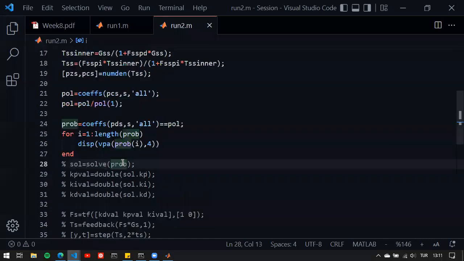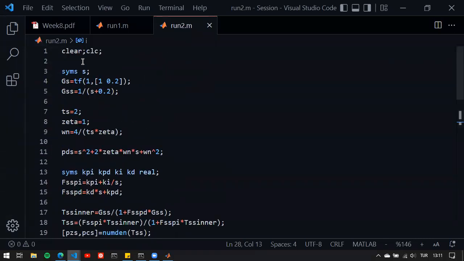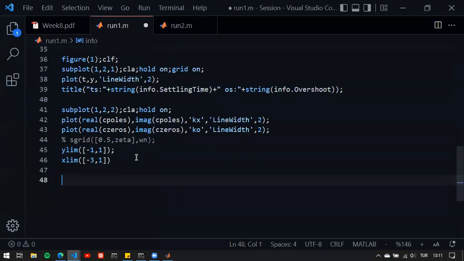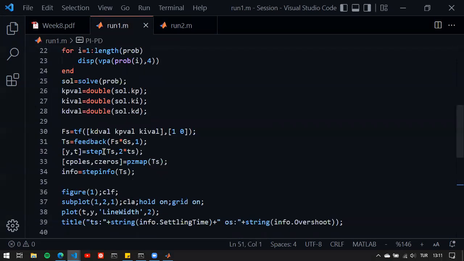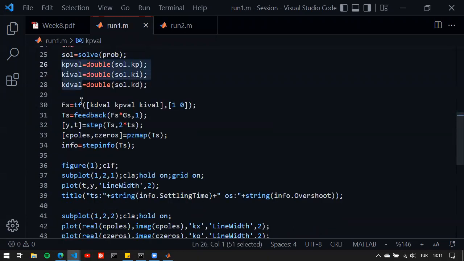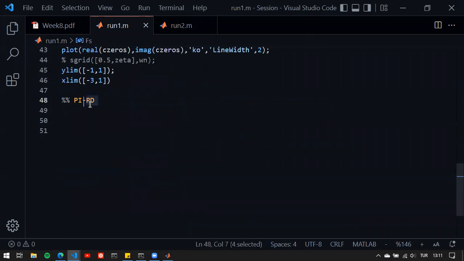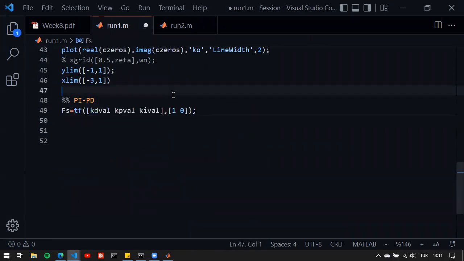Therefore, I'm not really going to define a whole thing here like this. Instead of this, I'm just going to go down here, PI, PD, and I'm going to use the KP val, KI val, and KD val values here, but I'm going to generate different controllers.